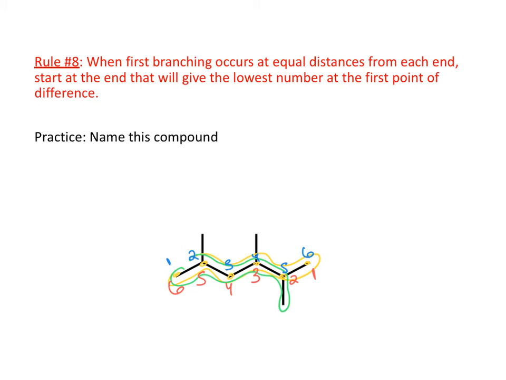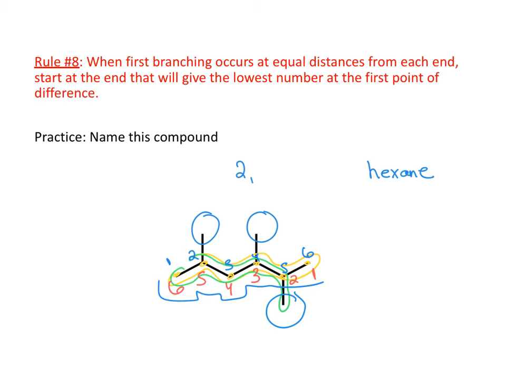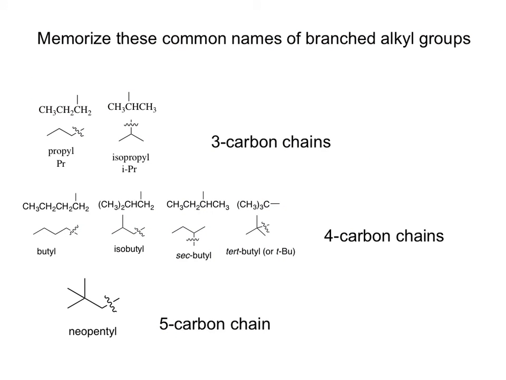So now I just have to put this all together. The parent name is hexane. That's the longest carbon chain, a 6-carbon chain. And then I've got methyls at carbons 2, 3, and 5 because I'm using the red numbering. So that would be 2,3,5-trimethylhexane.